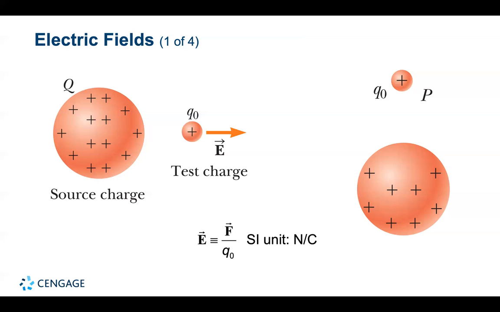We need this test charge Q0 to be very small, arbitrarily small in fact, so it doesn't cause any significant rearrangement of the charge creating the electric field E, as shown in the figure on the right. Mathematically, the size of the test charge makes no difference. The calculations come out the same regardless.